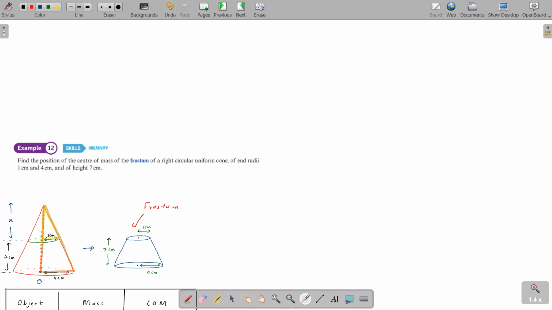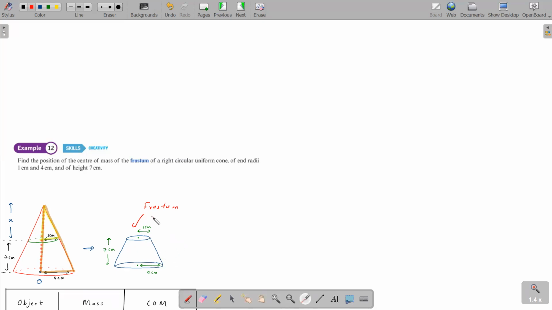Can you see? And then the resulting object looks like a lampshade kind of thing, but this is completely solid, right? So you get this shape, where you remove the top part of the cone, and the remaining object that you have over here is what we call a frustum. All right, guys, do you agree? So this is what they call a frustum.